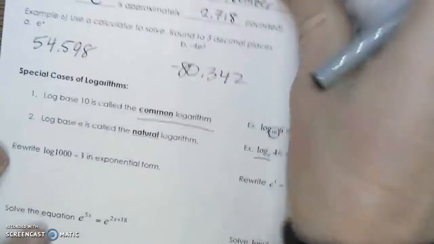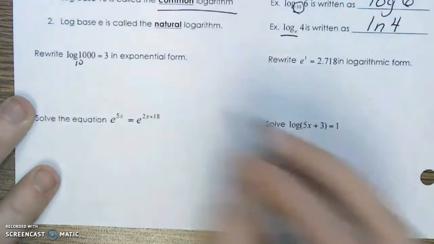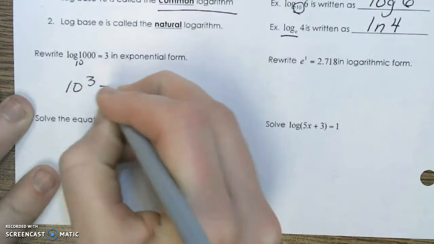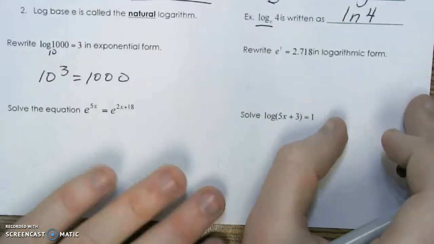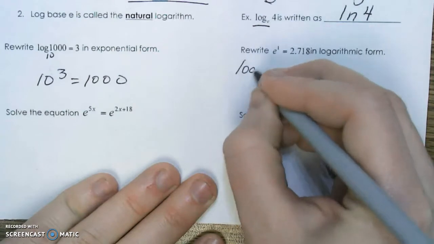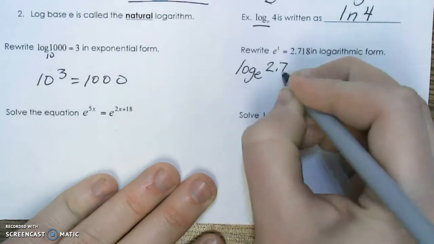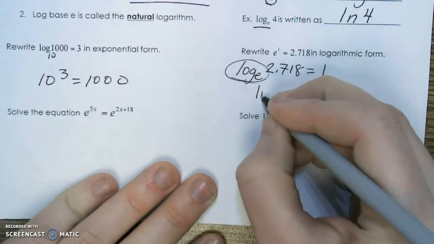Here they're just wanting us to rewrite it in exponential form. Remember, this is an invisible base 10. So it'll be 10 cubed equals 1,000, which should make sense. On this one, they want it to be written in logarithmic form. So it'd be log base E of 2.718 equals 1. But log base E, you're never going to see that. So change that to ln.